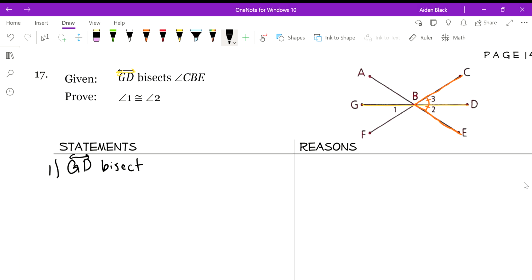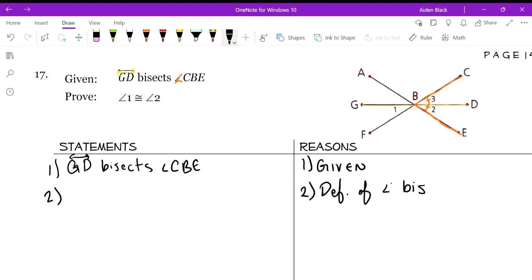bisects angle CBE. Keep this color coordination going. That's our given. And I'm going to break that information down. We said by definition, and I'm going to say of angle bisector, because there are also segment bisectors, that angle 3 is congruent to angle 2.